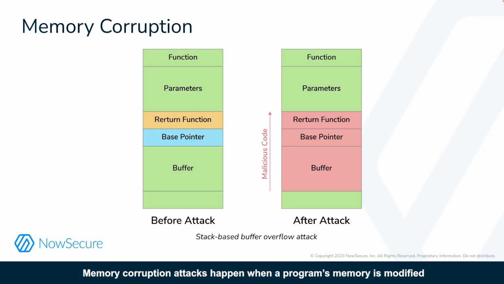Memory corruption attacks happen when a program's memory is modified by an attacker in a way that was not intended by the original program. Memory corruption vulnerabilities can be very hard to track down, but can be extremely severe. Android and iOS have built-in memory corruption protections that should be validated during testing.